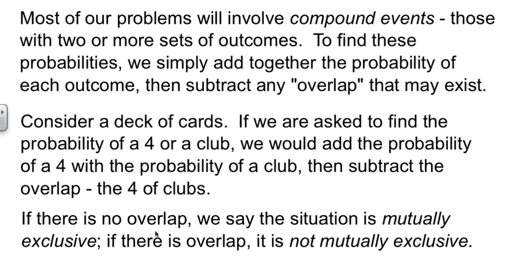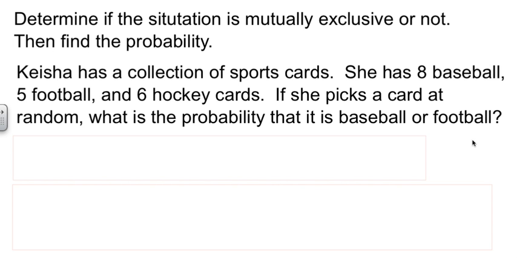If you don't have any overlap, you call that situation mutually exclusive. And if there is an overlap, your book calls it not mutually exclusive. You may hear the term from time to time, mutually inclusive. So they're going to ask us to determine if what we're looking at is mutually exclusive or not, and then find the probability.